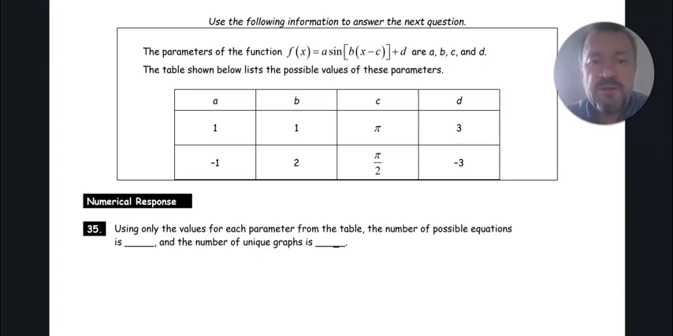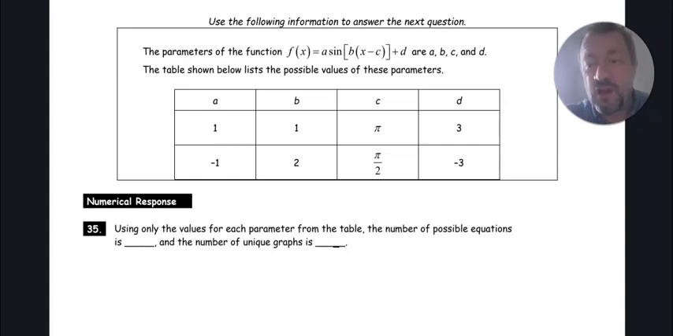So the parameters of the function f of x equals a sine of b multiplied by x minus c, plus d, are a, b, c, and d, and the table below shows the possible values for these parameters. Okay, so the question is, using only the values for each parameter from the table, the number of possible equations is. Now we're going to stop right there.